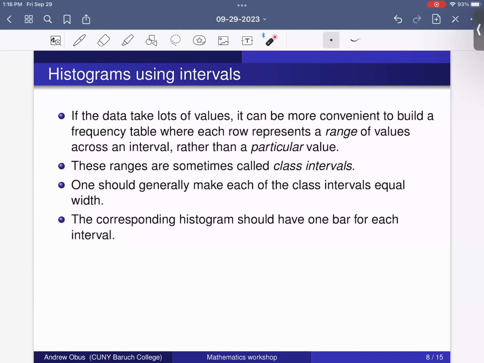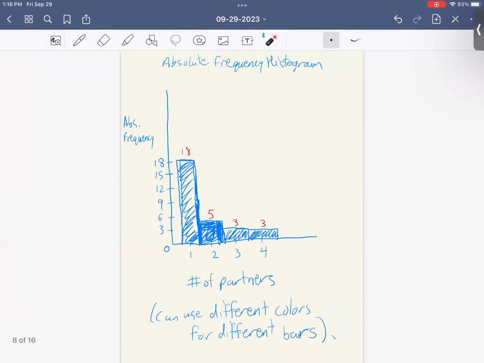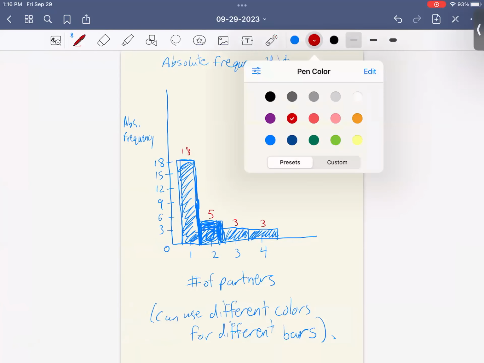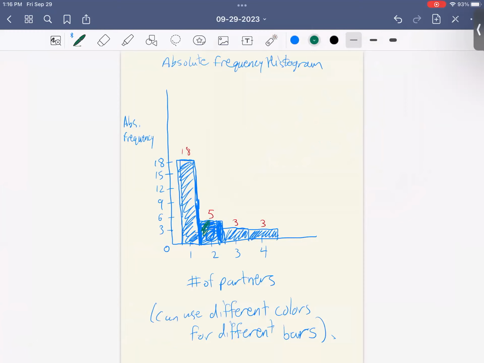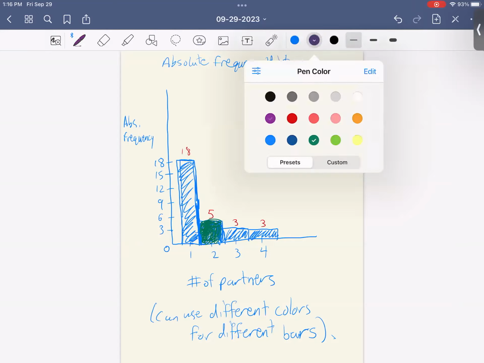Okay, yeah, you can use different colors to distinguish the different values if you want. So over here, if I wanted to, I could make one of these bars green, and I could make another one of the bars purple.